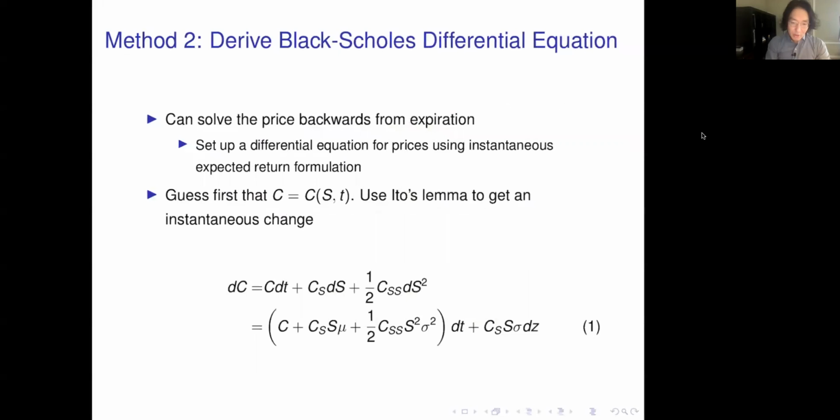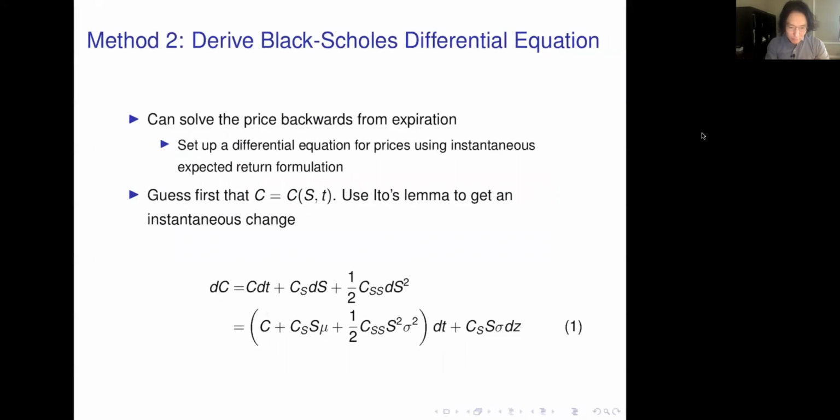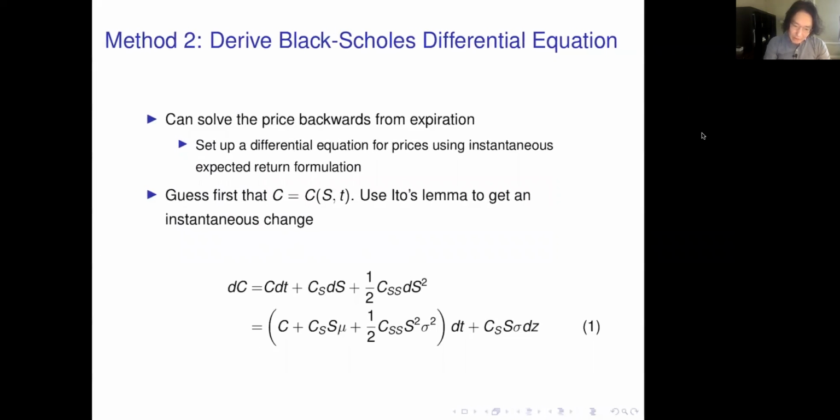The other is solving backwards. This one is a little bit more complicated than the previous one. So we are not going to do the numerical solution here, but I will just tell you about the partial differential equation. The idea is that the option price is a function of two things, current stock price and time. Now we can use Ito's formula to get the instantaneous change, and it's going to give us the following. This is the simple application of Ito's formula.